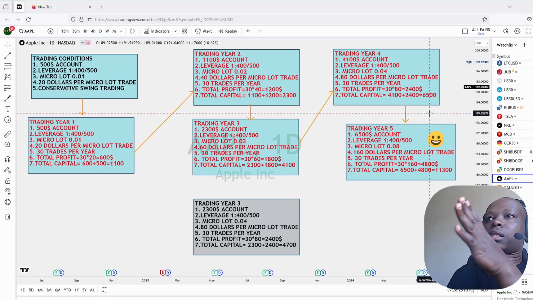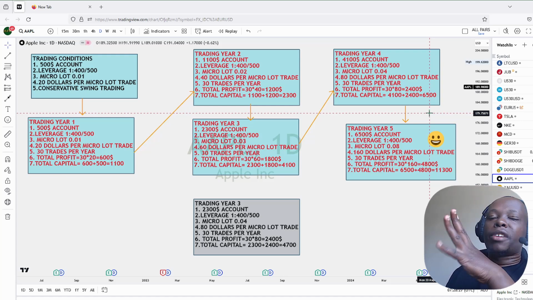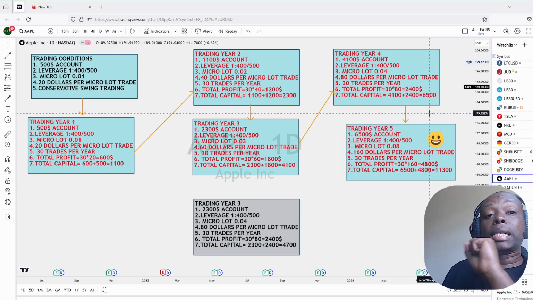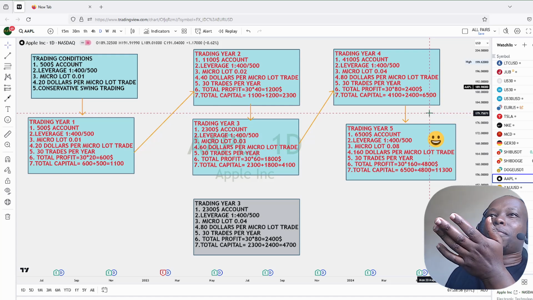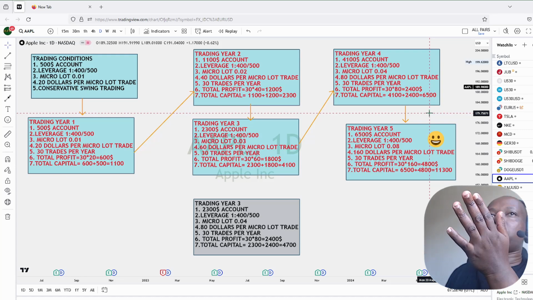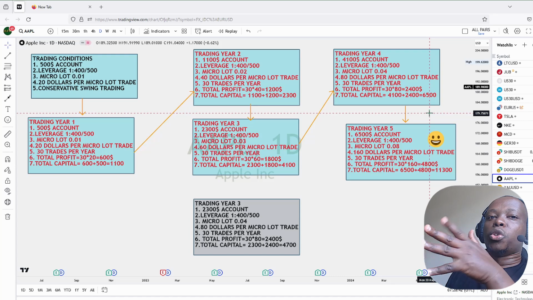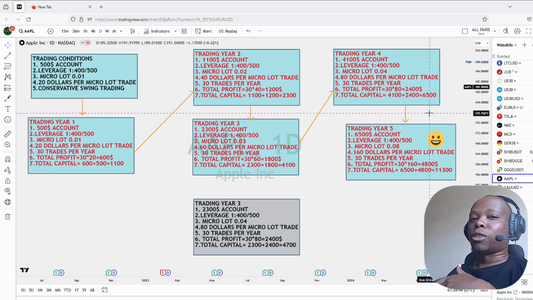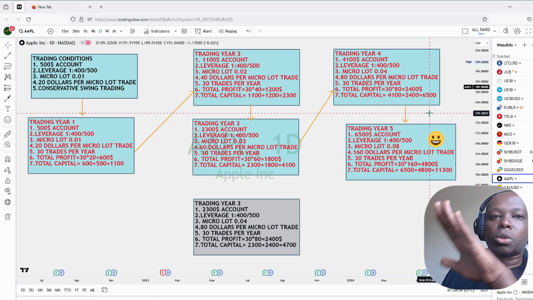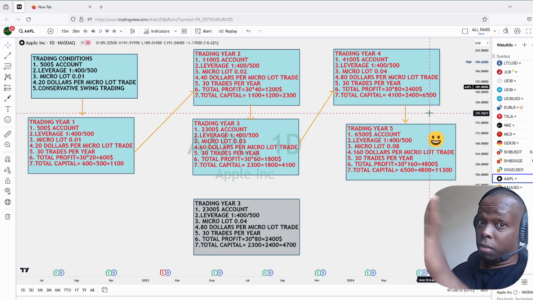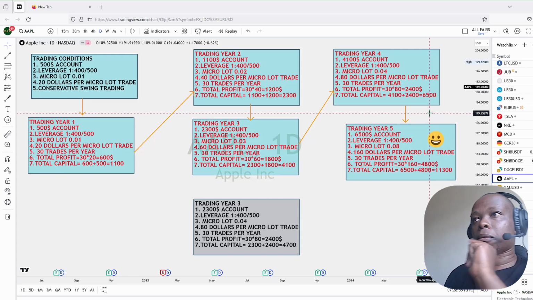So year five, let's just see where we'll be at year five. So we are starting with 6,500. Now leverage is the same, 1:400. Now I have become extremely conservative because if we were doing 0.01 for 500, we should be doing 0.1 for 6,500. But I've decided, let me just be extremely conservative. Let me go down to 0.08. We will do the other version.